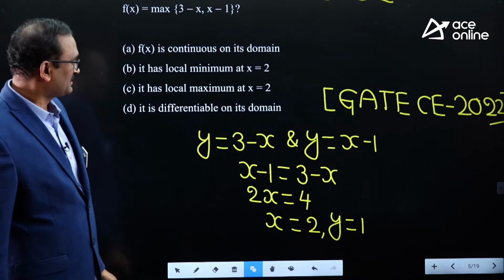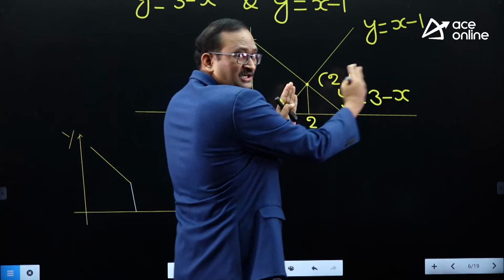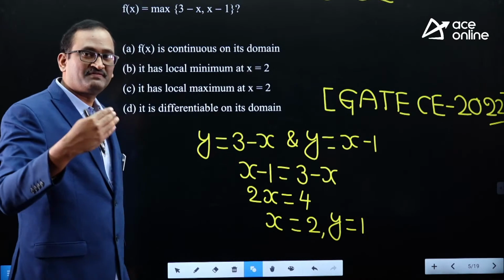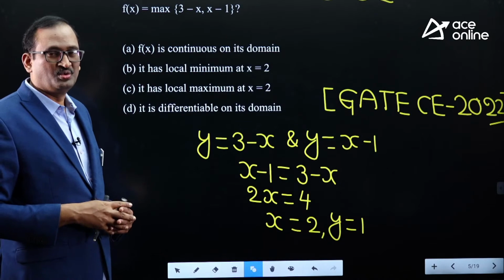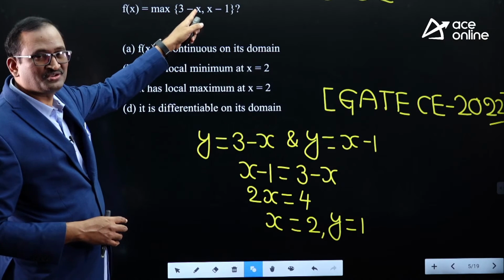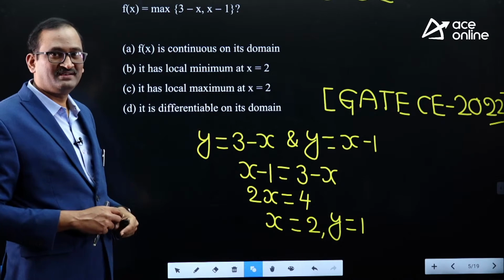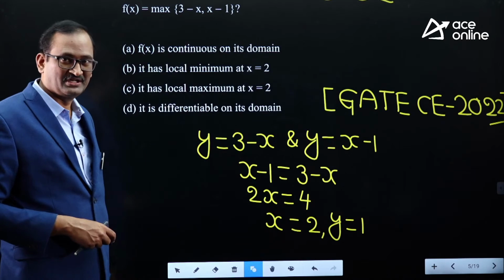Now, x greater than 2. This is the x equal to 2 line. X greater than 2 means this side. Tell me some number which is bigger than 2: 2.5. X value 2.5. 3 minus 2.5 is 0.5. 2.5 minus 1 is 1.5. Which is bigger? X minus 1 is bigger.